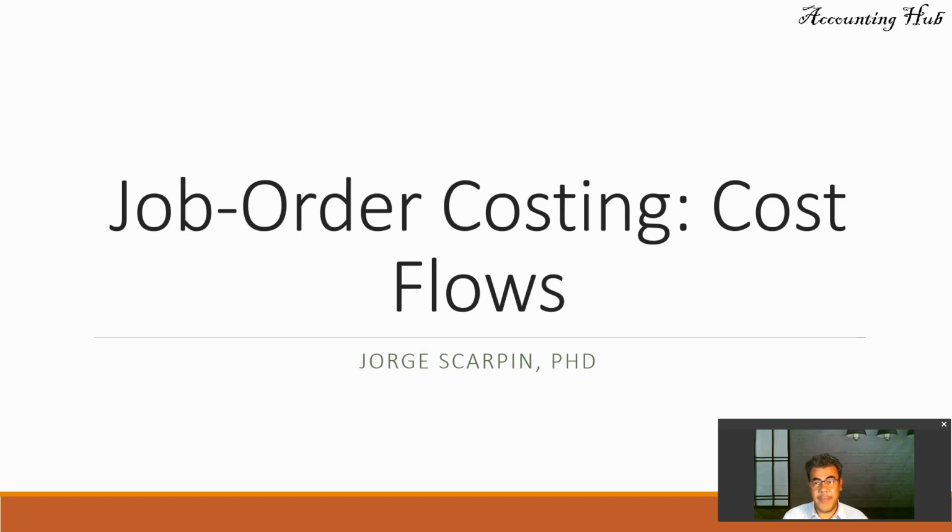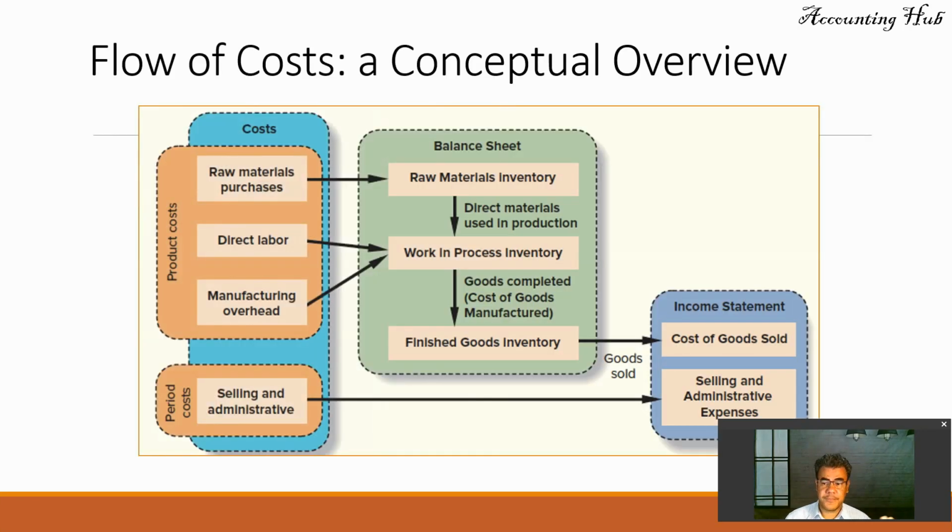I'm Professor George Scarpin, PhD in accounting, and today our topic is about job order costing, and we will work with cost flows. Here, we will sort of combine managerial or cost accounting and financial accounting. So, if we think about a manufacturing company, we have product costs and period costs. If you have problems about this kind of classification, we have a video about that in our channel, and the video is in our video description.